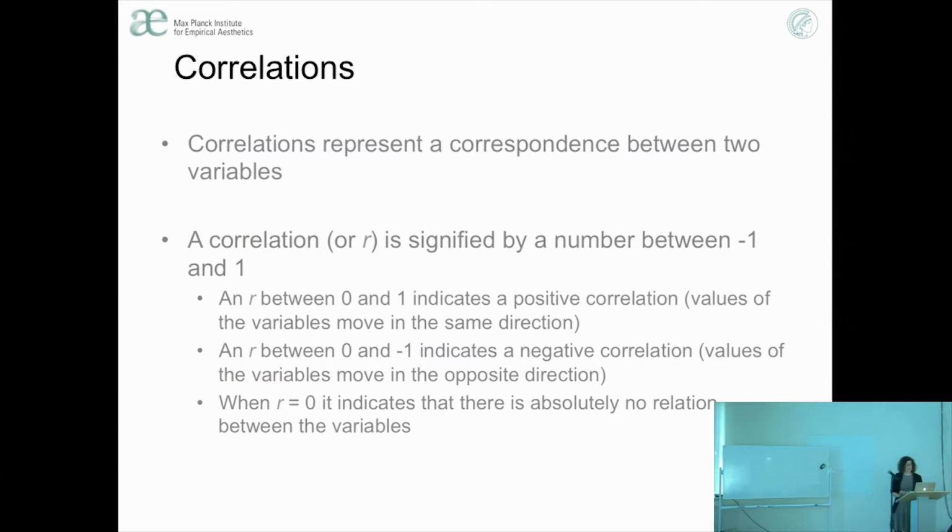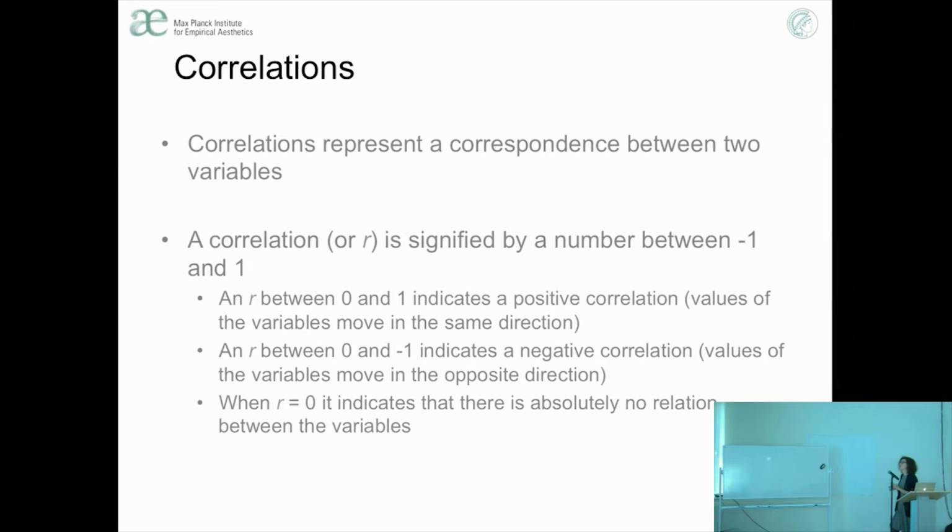Okay. Correlations, like I said, they represent a correspondence between two variables. A correspondence or a correlation is indicated by an R, again, always written cursively, or a correlation coefficient is what we call it as well, and it's represented by a number between -1 and 1. A correlation coefficient between 0 and 1 indicates a positive correlation between the two variables that you're measuring, and it means that the values of the two variables move in the same direction. I will give an example of this on the next slide.